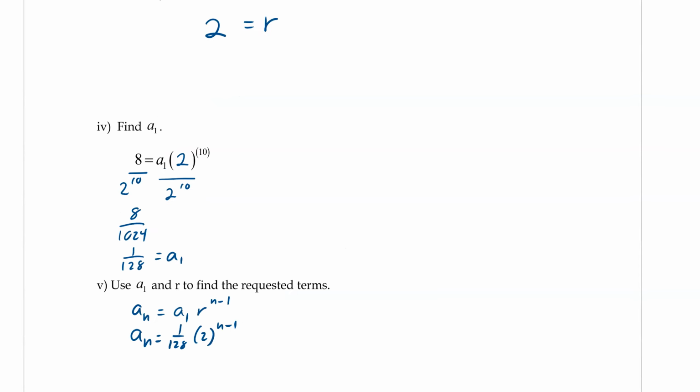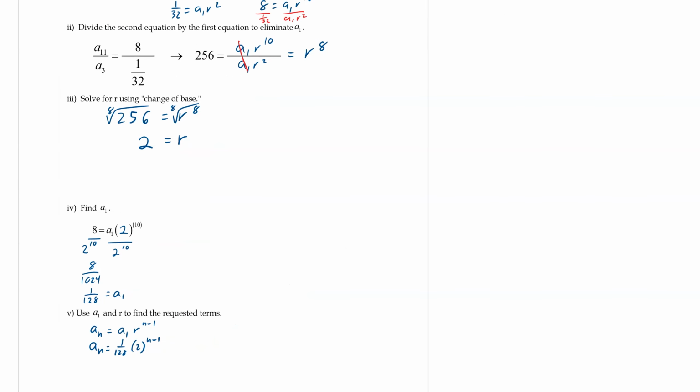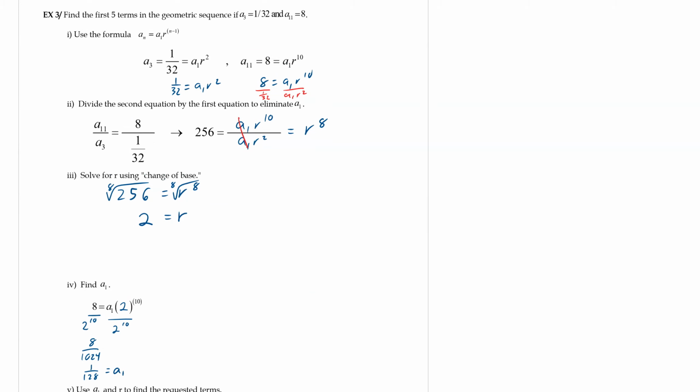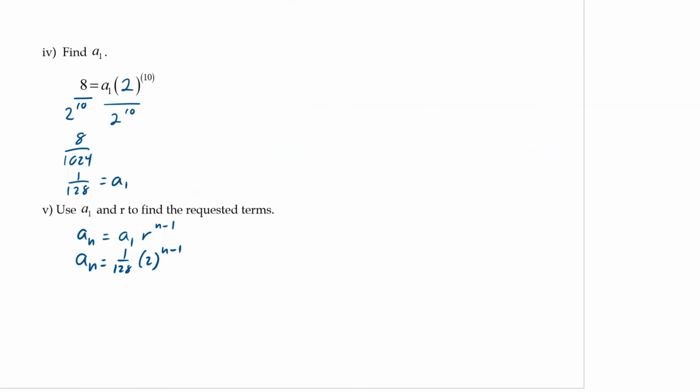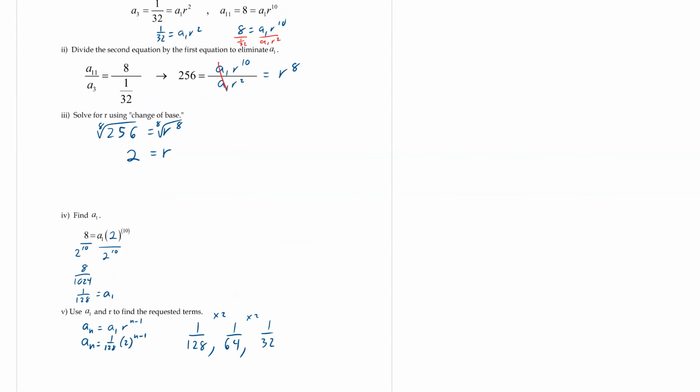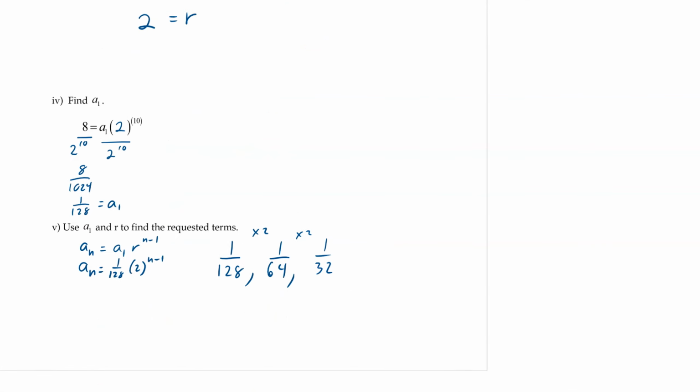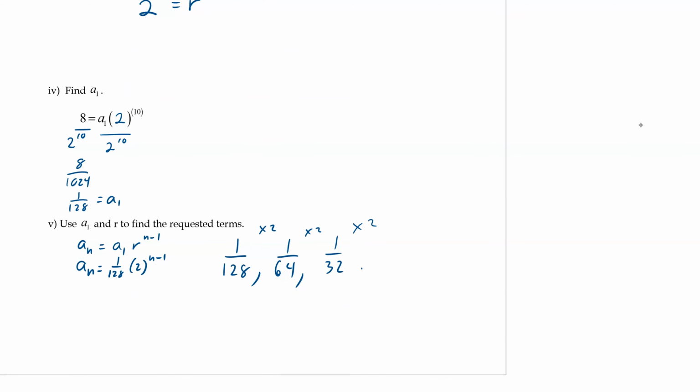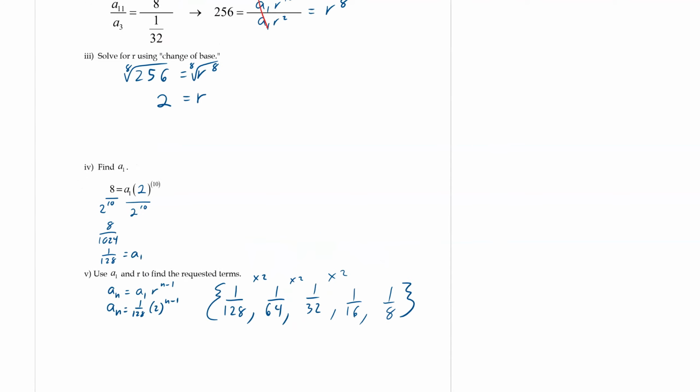And now we find the requested terms. So it's saying to find the first 5 terms of our geometric sequence. I'm not going to even use the formula. It's 1 over 128, and then we're going to multiply by 2, right? So this would be 1 over 64, times 2 again would be 1 over 32, and that should check. See, a sub 3 was 1 over 32. Everything's great. Times 2, that would be 1 over 16, and then 1 over 8. And those are my first 5 terms.